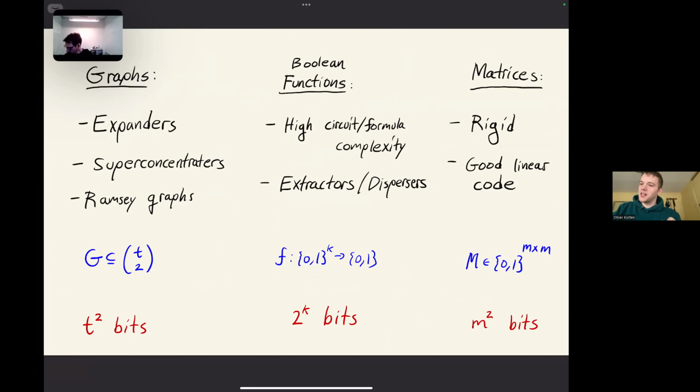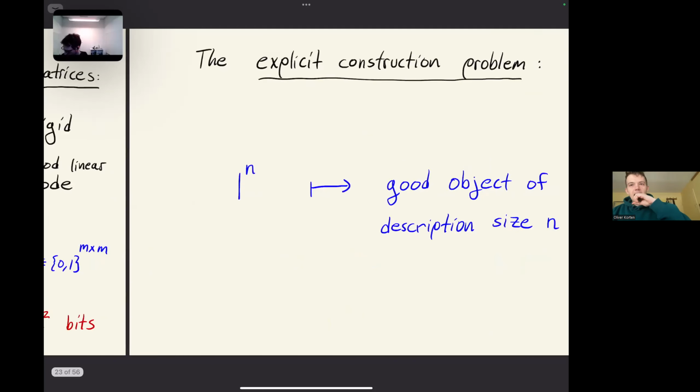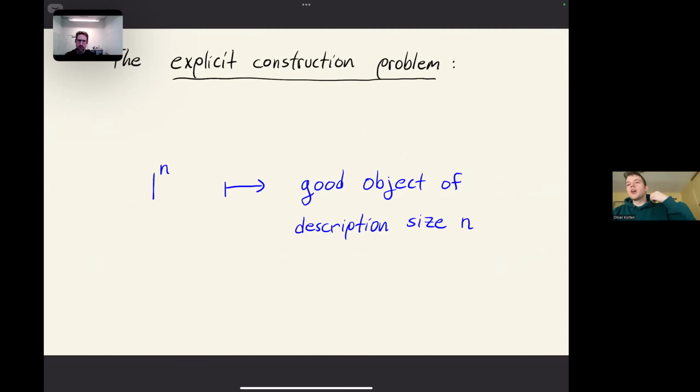If it's a matrix, it's m squared, where m is the number of dimensions. And so in each of these cases, we have some definition of a good object. The explicit construction problem is that we're given as input the length of the object, and the goal is to output one example of a good object, which has that description size.